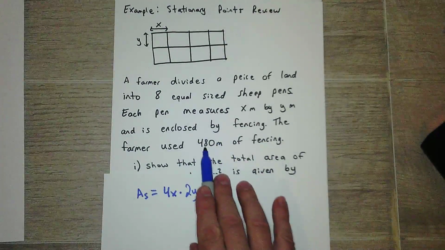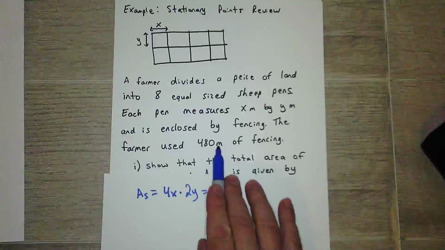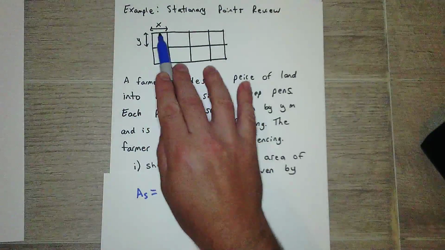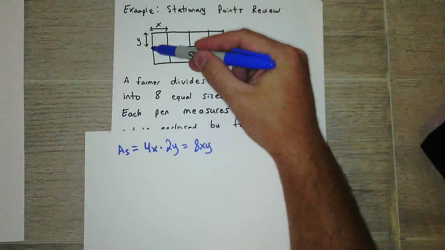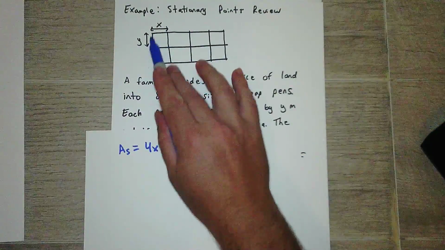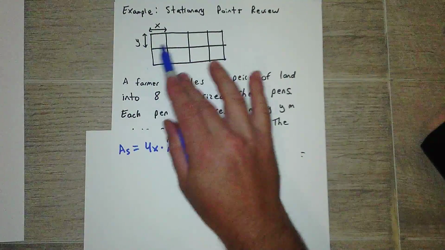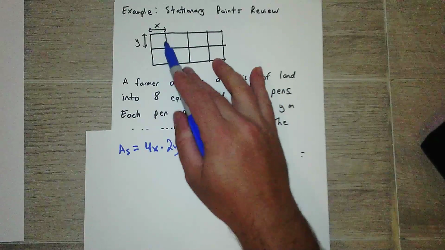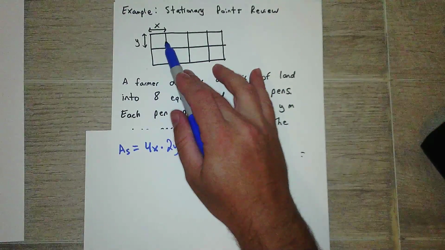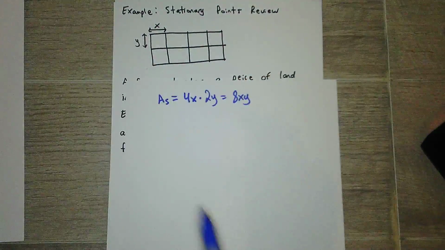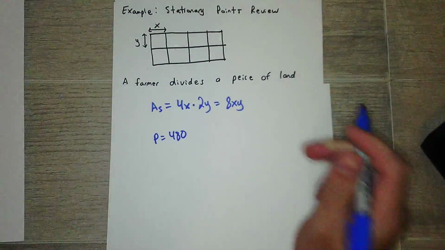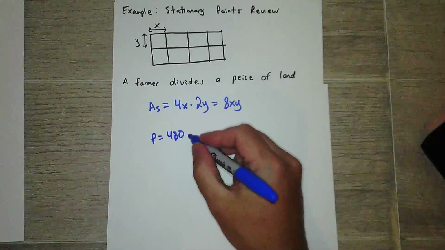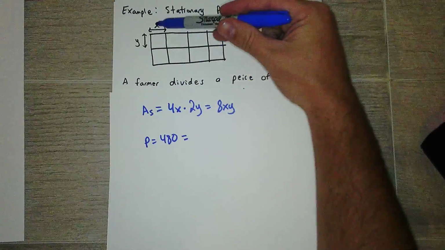Well, what other piece of information are we given? We're given 480 meters of fencing. So that means basically the perimeter of all of this. Just be careful. If I do the perimeter of this square, and then you do the perimeter of this square, don't count this piece twice. So the easiest way to do that, you can think of it as perimeter, but really it's just the outline.